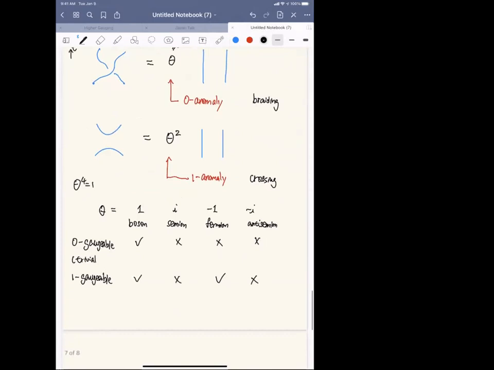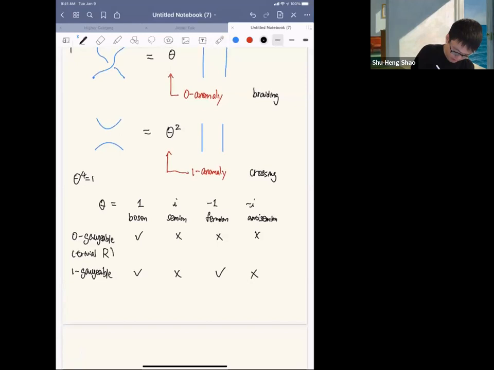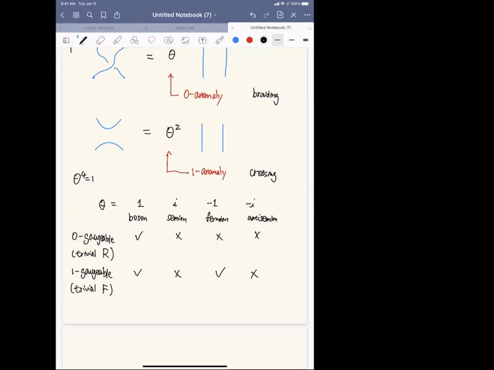Let me say, I'm actually about to write it. So zero gaugeable means that you want the R symbols to be trivial. One gaugeable means that you don't care about R, but you only care about F. What is F again? F symbols. Oh, okay. R is the usual R matrix, the Yang-Baxter R, right? So I don't know what R and F are. Maybe I misunderstood about R.